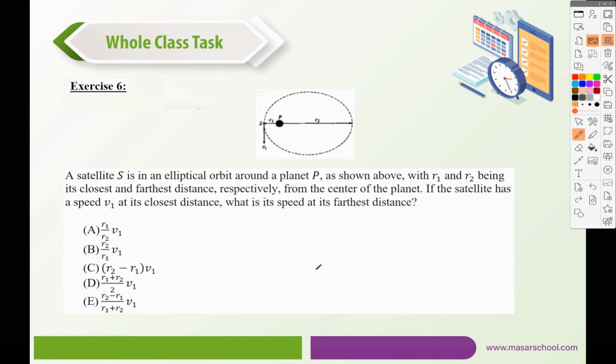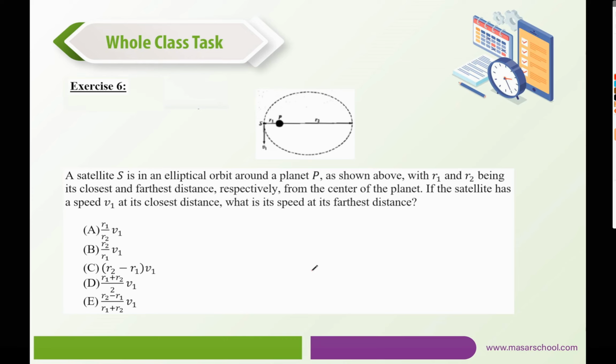Now, exercise 6. A satellite S is in an elliptical orbit around the planet P as shown above, with R1 and R2 being its closest and farthest distance respectively from the center of the planet. If the satellite has a speed v1 at its closest distance, so here we have a speed v1, what is its speed at its farthest distance at the radius R2, which is v2?